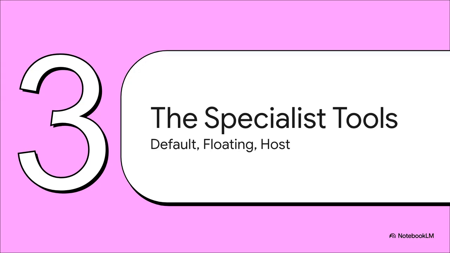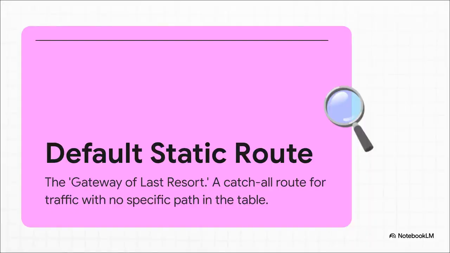Okay, so we've got the standard route down. Now let's get into the really cool stuff, the specialist tools. We're going to look at default routes, floating routes, and host routes. And each one of these has a very, very specific job. First up is the default route. You'll often hear this called the gateway of last resort, and that's exactly what it is. It's the ultimate fallback plan.